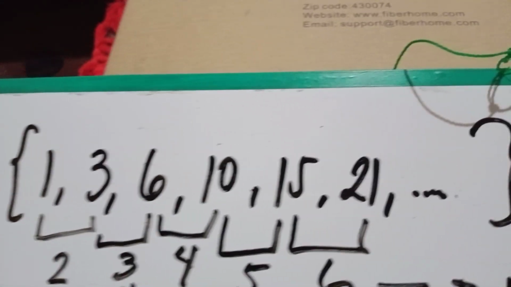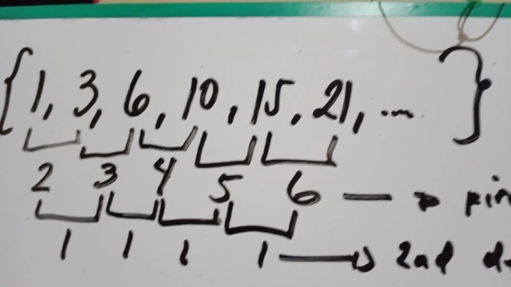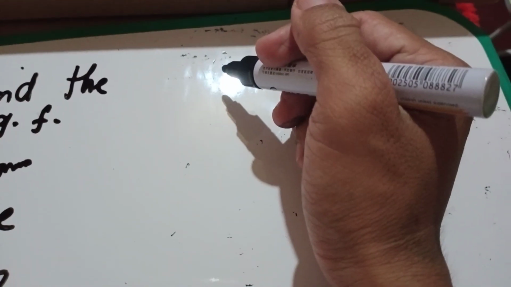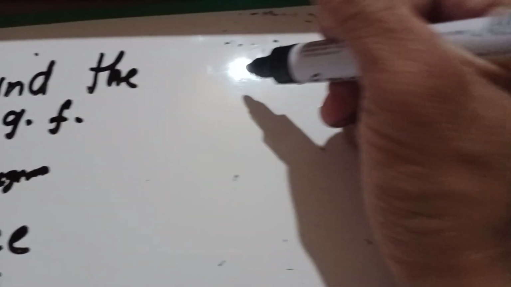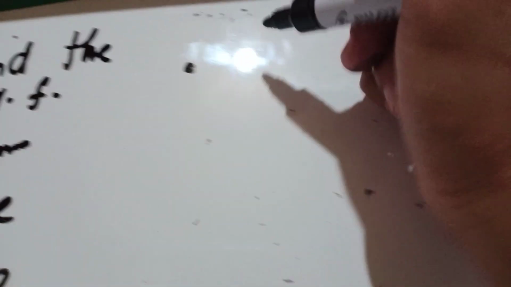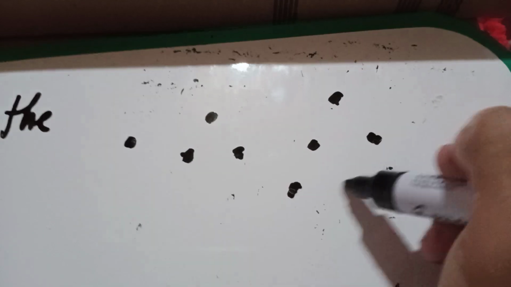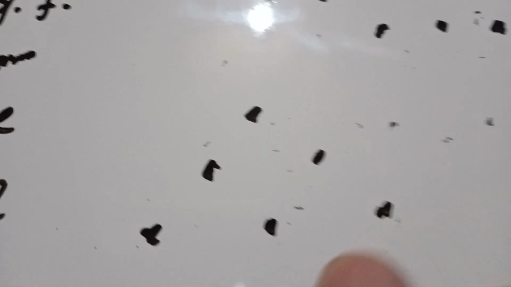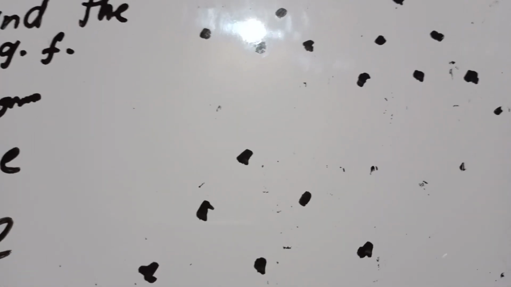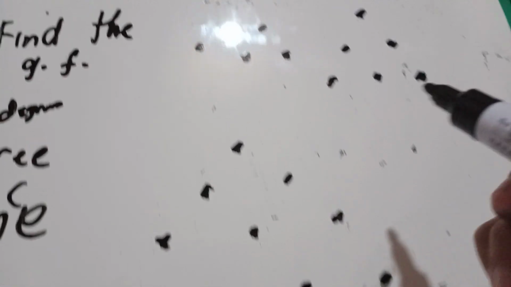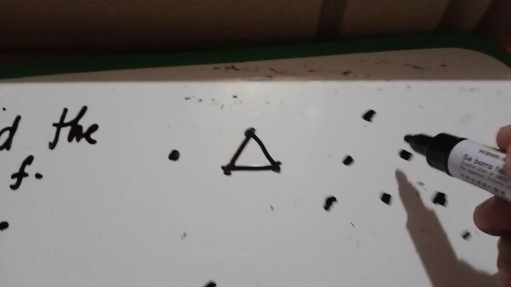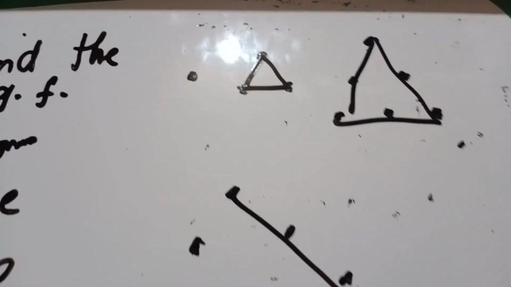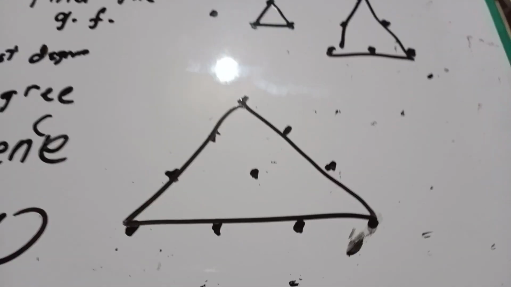And this sequence is what we call triangular numbers, class. They are called triangular numbers, 1, 3, 6, 10, because if you make dots for each, you can make a triangle. So they are called triangular numbers.